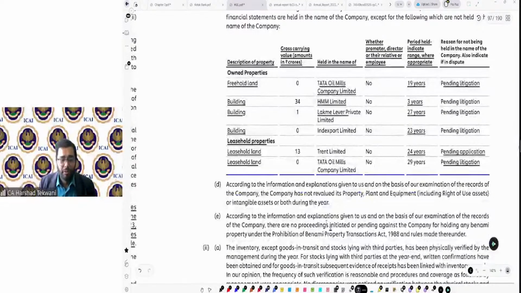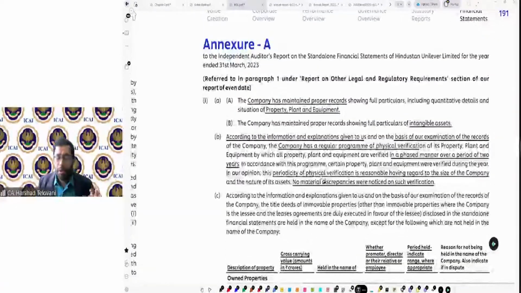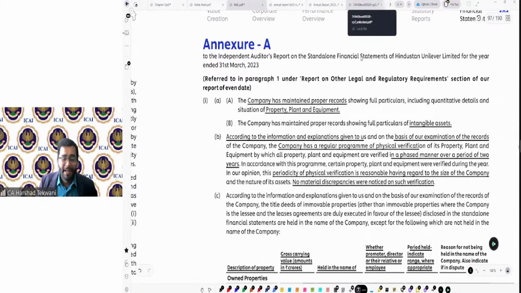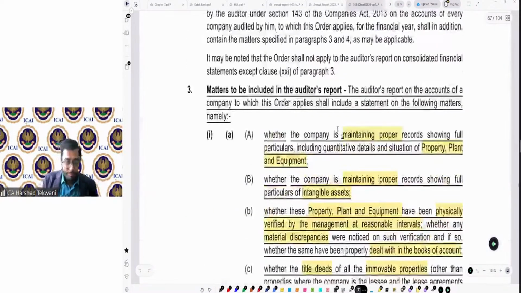Then revaluation. So the company has not revalued its plant property and equipment, so nothing to report. Then Benami property. So there are no proceedings initiated or pending against the company for holding any Benami property. So this is how the first para, para 3.1 of the CARO, is reported. It's with respect to fixed assets, intangibles, or plant property and equipment.